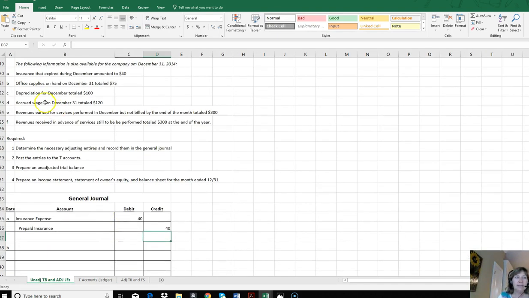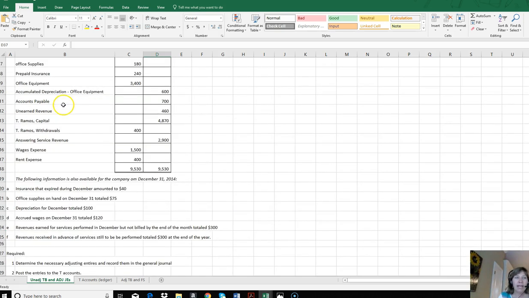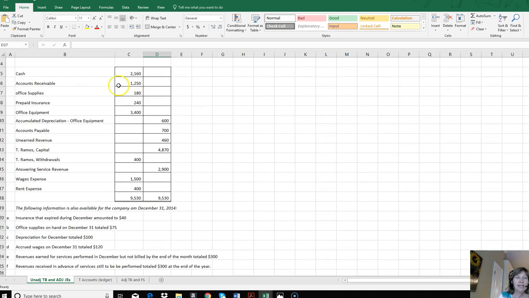Letter B says office supplies on hand on December 31st totaled $75. Notice that this one is giving us the balance. They didn't tell me how much I used up. They're telling me how much I now have on hand. So I need to look and see. My books say I have on hand 180, but I just found out that I actually only have 75. So to get from 180 down to 75 means I must have used up $105.